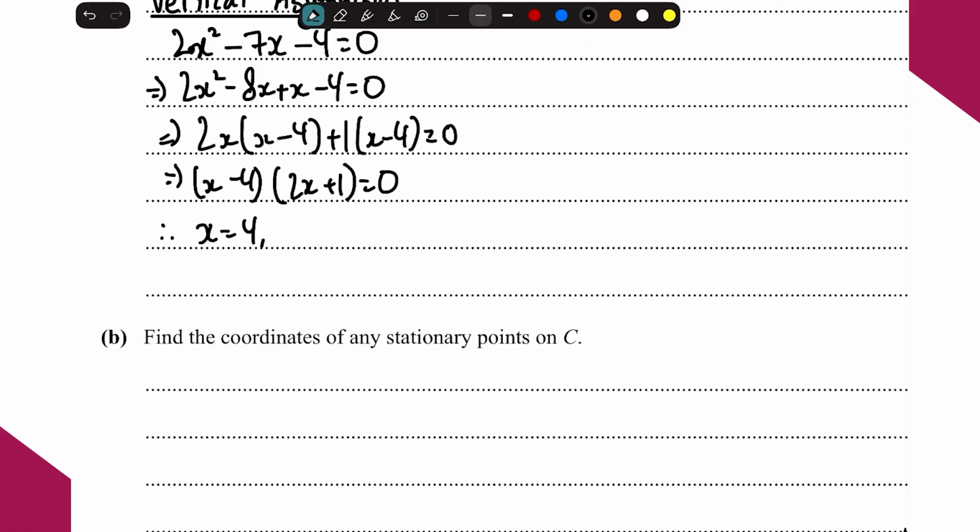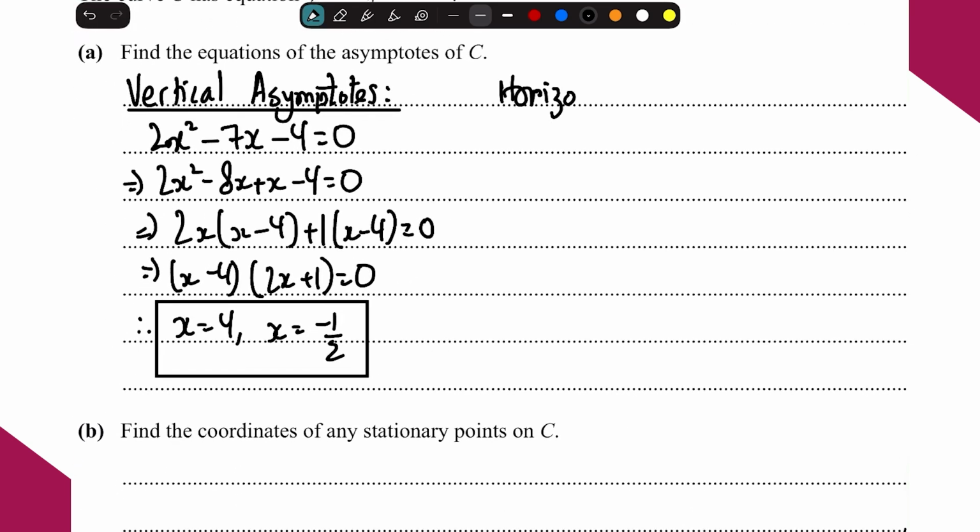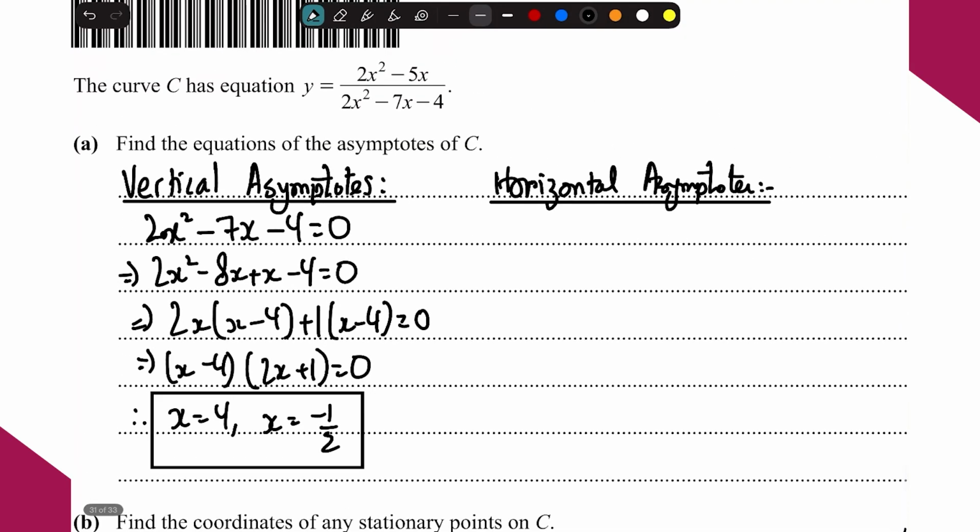Therefore, x equals 4 and x equals minus a half. This will be your vertical asymptotes. Now for horizontal asymptotes, what we want to do is you could just use the formula. So what's the formula?